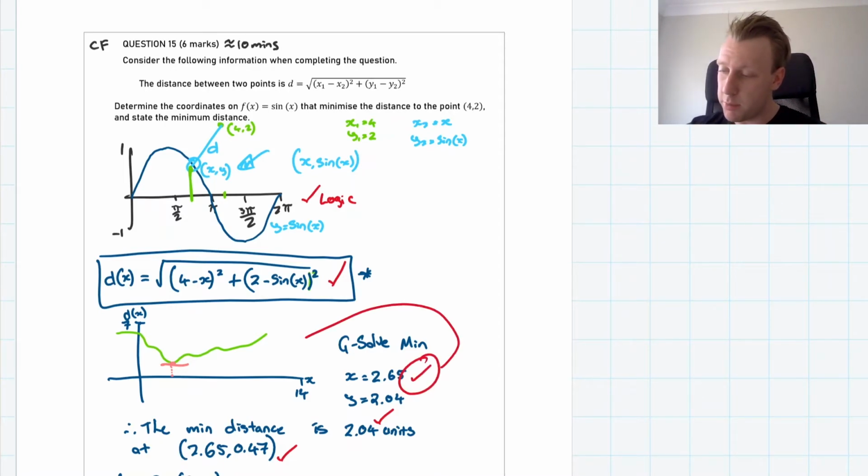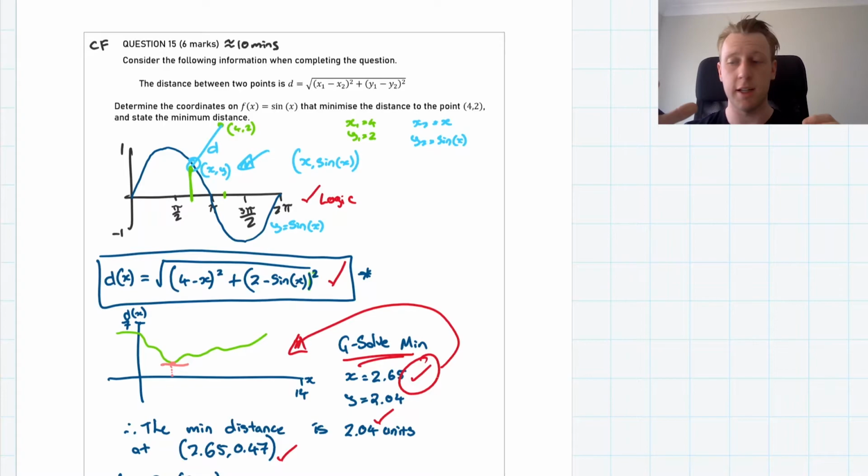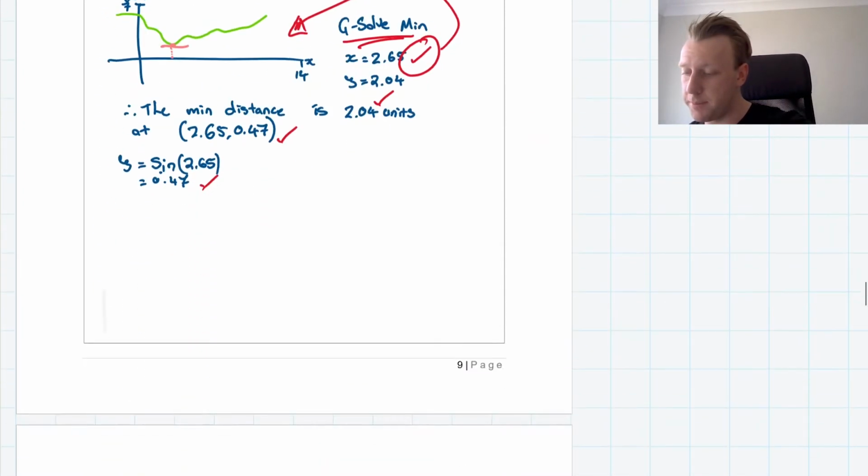Now for this mark, you're probably going to have to include a bit of a sketch just to illustrate and give some reasoning. So use G solve to show that, yes, this minimum came because I put this function onto the graphing calculator and it gave me a minimum. Okay, so that is our 6 marks there.